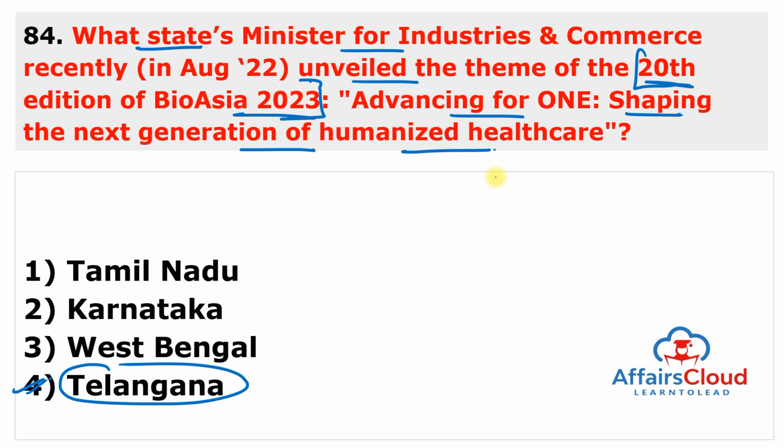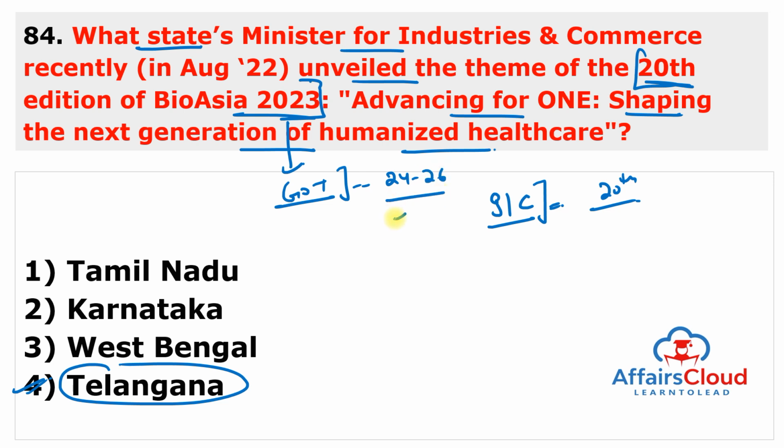So, remember Telangana's Cabinet Minister for Industry and Commerce, you don't have to remember the name, unveiled the theme of 20th edition of BioAsia 2023. And the BioAsia 2023, which is a life science and health technology event, will be hosted by Government of Telangana and will be held from 24th to 26th of February in 2023, in Hyderabad, Telangana. And remember, the theme is Advancing for One, Shaping the Next Generation of Humanized Healthcare.